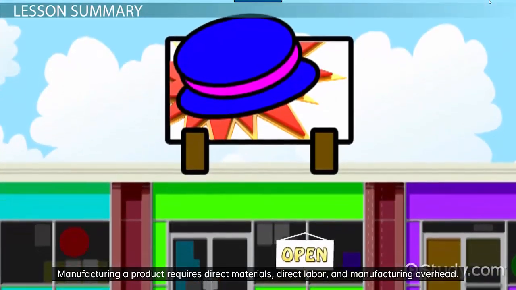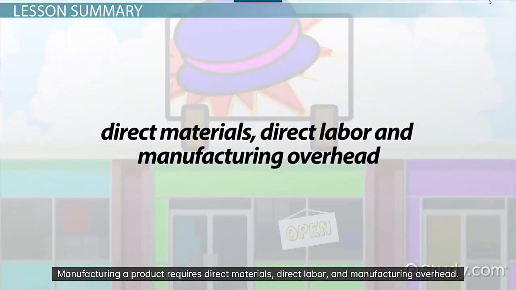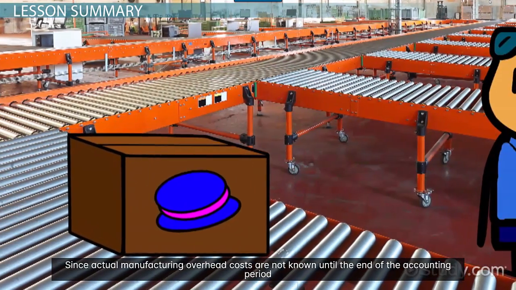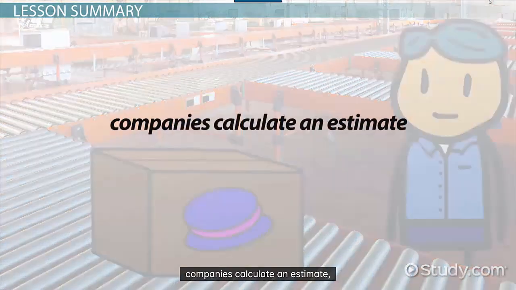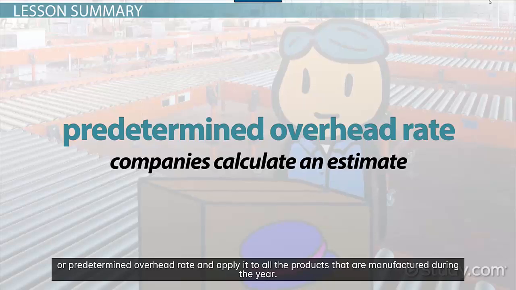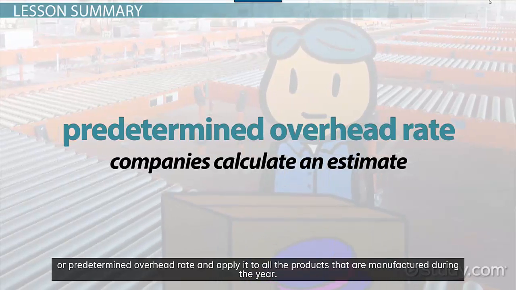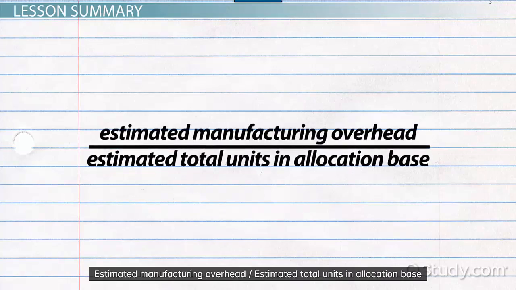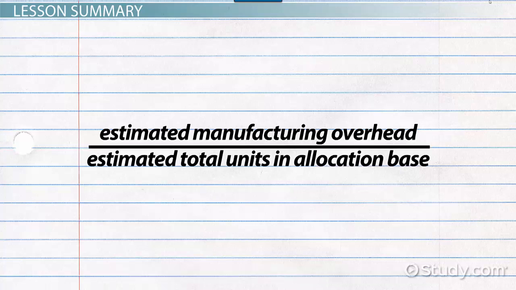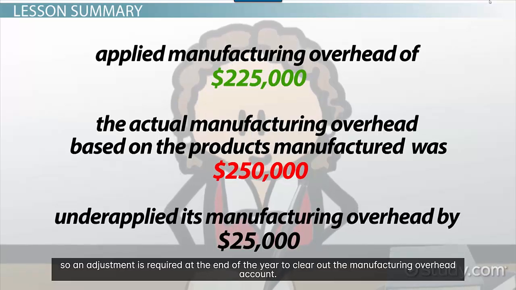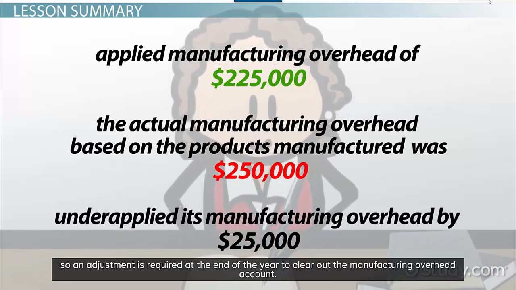Manufacturing a product requires direct materials, direct labor, and manufacturing overhead. Since actual manufacturing overhead costs are not known until the end of the accounting period, companies calculate an estimate, or predetermined overhead rate, and apply it to all the products that are manufactured during the year. The formula for doing so is estimated manufacturing overhead divided by estimated total units in allocation base. The actual cost will differ from the estimate, so an adjustment is required at the end of the year to clear out the manufacturing overhead account.